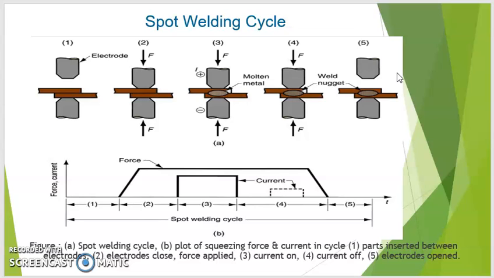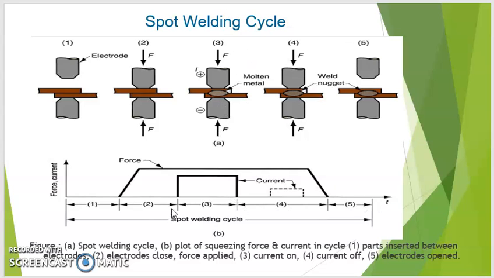These are the stages in the spot welding cycle, and simultaneously we can show the force and current variation in a similar manner. So first of all, the contact is established, so from 1 to 2 we can say that the force starts to be applied at this point and increases in a linear manner. Then from 2 to 4, the force remains constant, and after that the force is decreased and finally withdrawn.